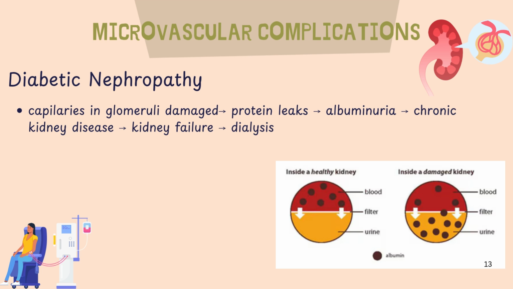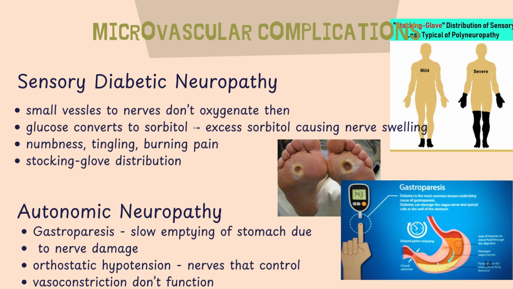The big takeaway here is that damage starts at the level of the capillaries. It shows up early as protein in the urine, so we check it routinely, and we can often slow it down or even reverse it if we reverse diabetes altogether, and we don't want to get to kidney failure. Finally, we have our nerves.